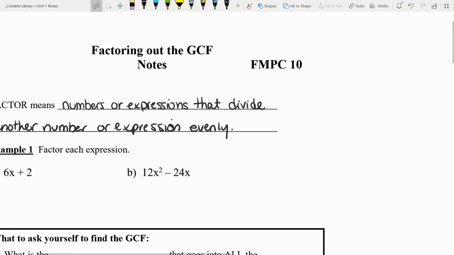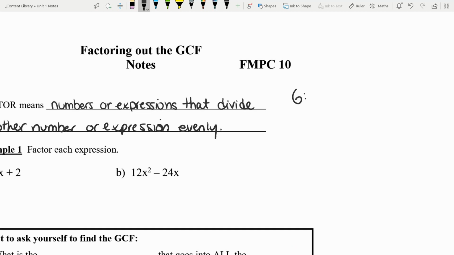So for example, if I have the number 6, I can divide 6 by 1, right? 6 divided by 1 would give me 6. So both 6 and 1 are factors of 6. I can also divide 6 by 2. If I go 6 divided by 2, I get the number 3. If I go 6 divided by 4, I'm going to get a decimal. That means that 4 is not a factor of 6 because it doesn't give me a whole number. It doesn't divide evenly. For a number like 5, it can divide by 1, but no other numbers.